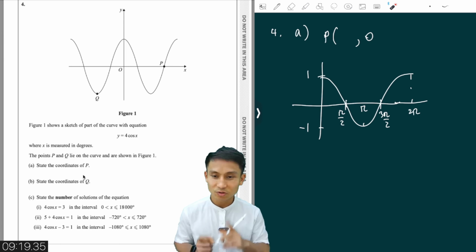And the coordinates of Q, let's see. Okay, so Q is also a minimum here. So that's -4, because I told you earlier, 4 multiplying there would make it stretching on the y-axis by 4 times. So maximum would be 4, minimum would be -4. Now, how do we do with the x?